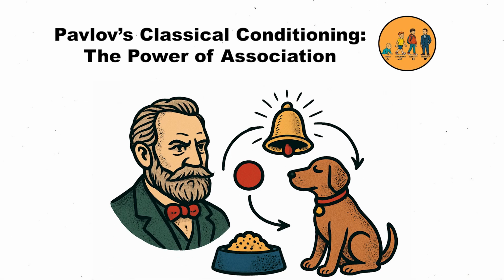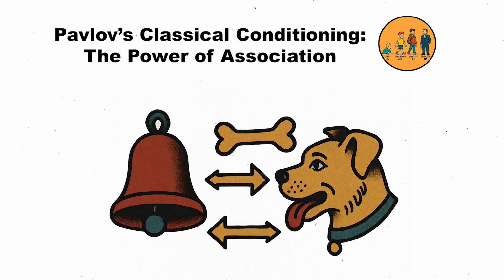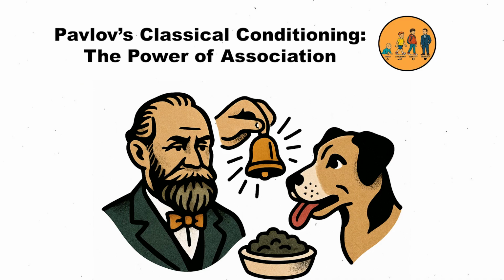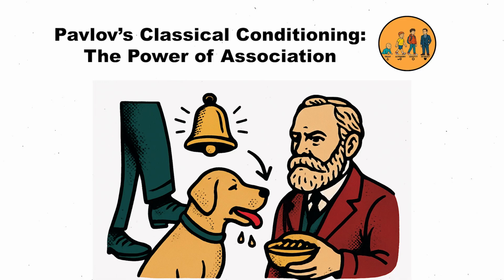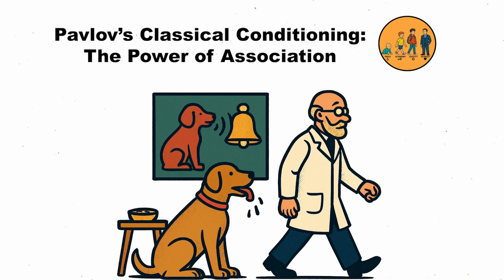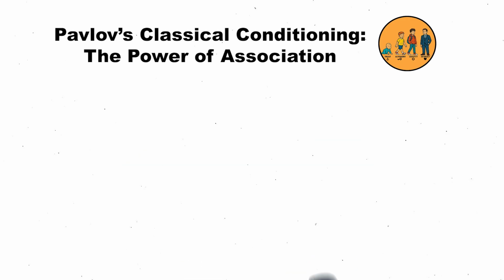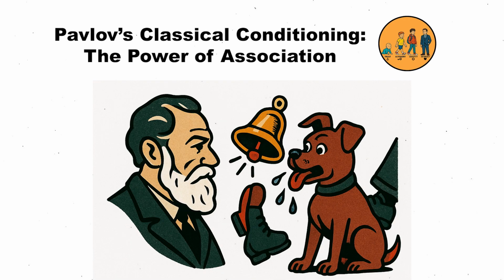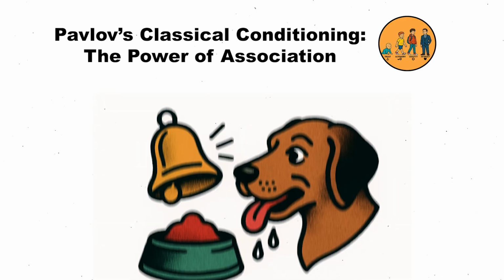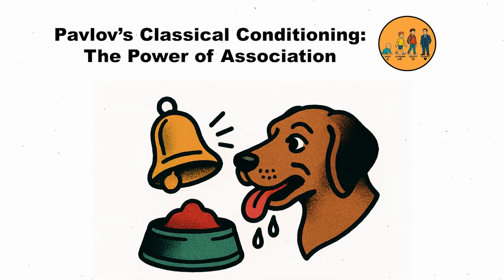Ivan Pavlov's accidental discovery reshaped our understanding of learning. While studying digestion in dogs, he noticed they began salivating not at food, but at the footsteps of the lab assistant who fed them. Curious, Pavlov paired a neutral sound, a ringing bell, with food delivery. Soon the bell alone caused the same reaction. This process, known as classical conditioning, showed that behavior could be learned through association.